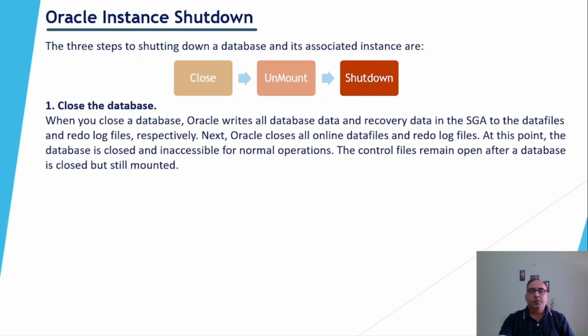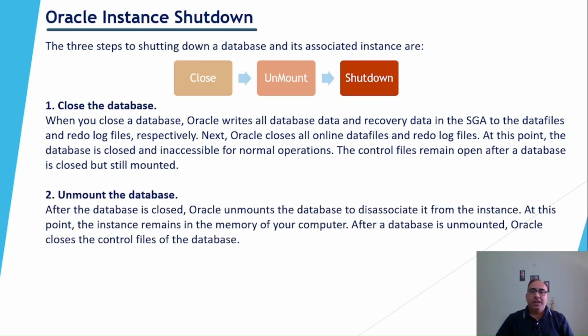The first one is close the database. At this stage, Oracle writes all the data and recovery data in the SGA to data files and redo log files, so that at the time of any crash or failure, this data can be restored.